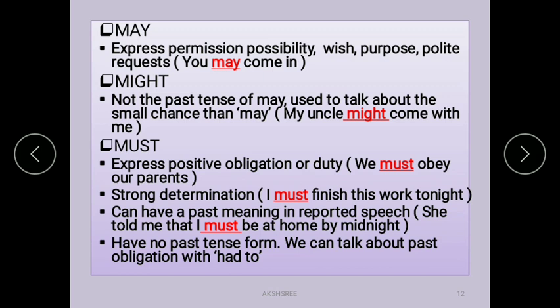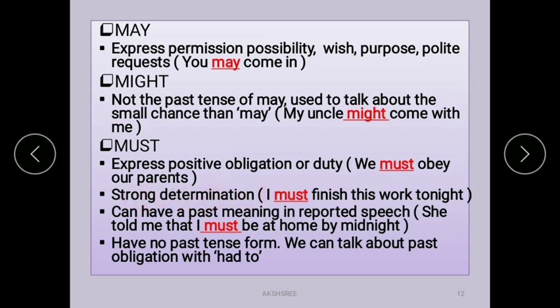Then what about might? Might is used to talk about small chances, smaller than may. That is, my uncle might come with me. Next one is must. It expresses positive obligation or duty. That is, we must obey our parents. It is our duty to obey our parents.